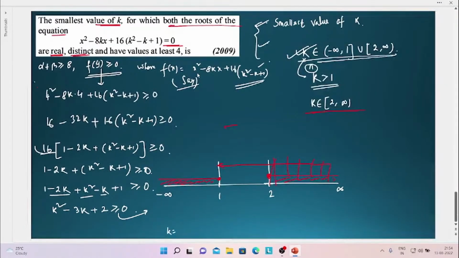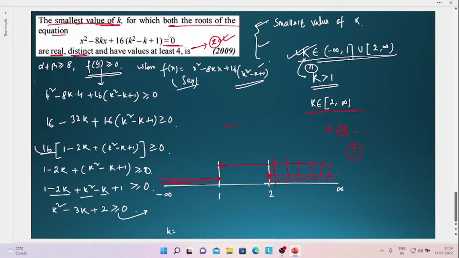So let me see the question, which is: what is the smallest value of k? Can you tell me what will be the smallest value of k? Since k starts from 2 and onwards, 2 will be the smallest value. So what will be the minimum value? It is 2. So 2 will be the minimum value of that particular equation. So you can understand what we did in this particular question.